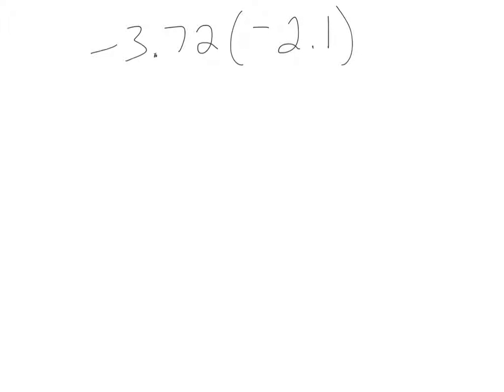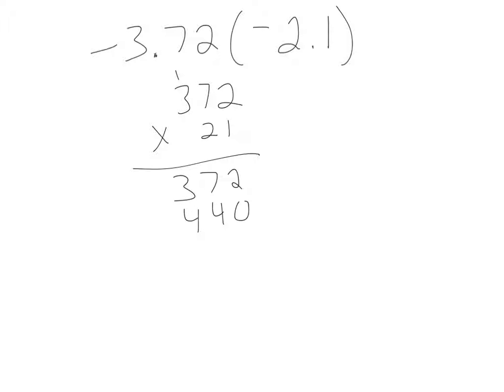If we do this one, again, leave the decimals alone. 372 times 21. You know, negative times a negative is a positive, so we know our answer will be positive in the end here. 1 times 2 is 2. 1 times 7 is 7. 1 times 3 is 3. Then you put a 0 down. 2 times 2 is 4. 2 times 7 is 14, carry the 1. 2 times 3 is 6, plus 1 is 7. 2 plus 0 is 2. 7 plus 4 is 11, carry the 1. 1 plus 3 plus 4 is 8, and then you have 7.